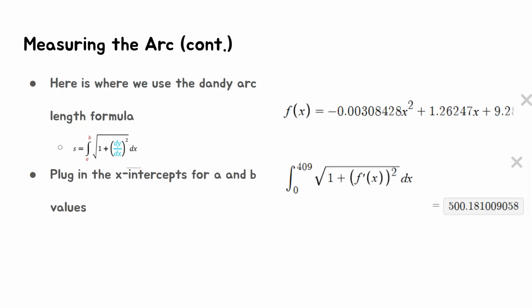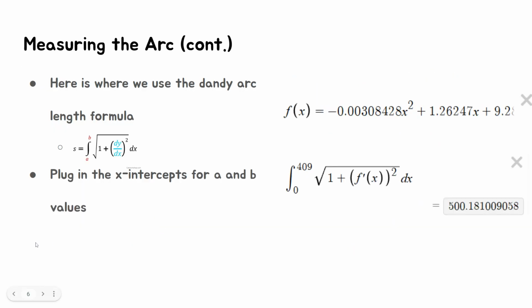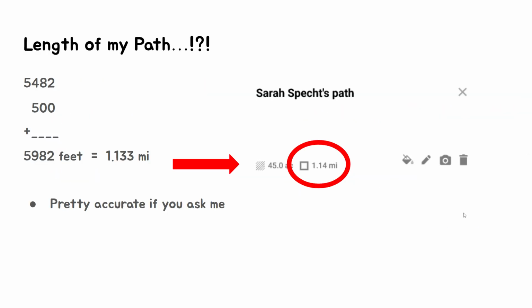So here is where I use the arc length formula. As we can see here, this is the arc length formula, and this is the equation that Desmos gave me, and I plugged it into this equation. The reason why I picked the points 0 and 409 for my endpoints is because that's where I originally had my x-intercepts. Once I did that, it gave me a total of 500 feet.